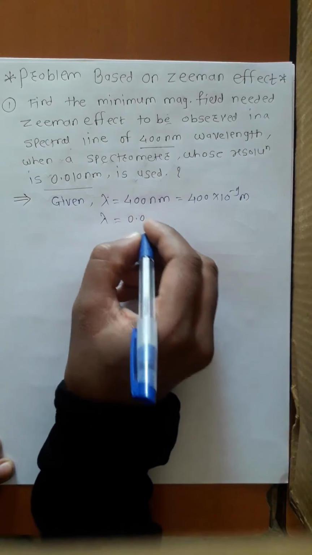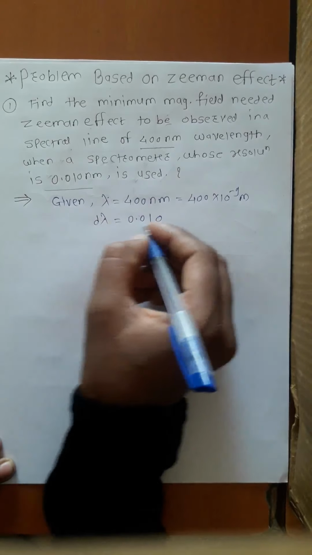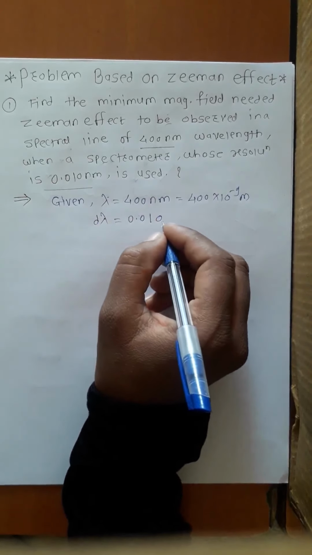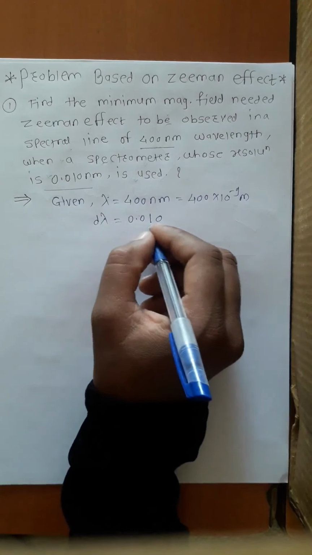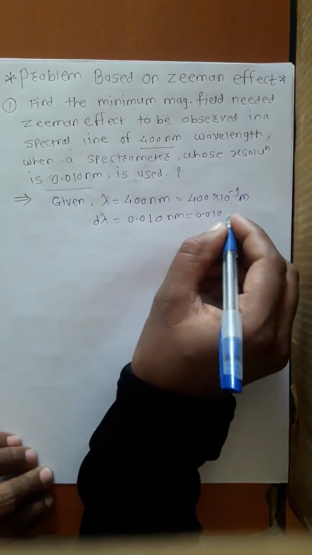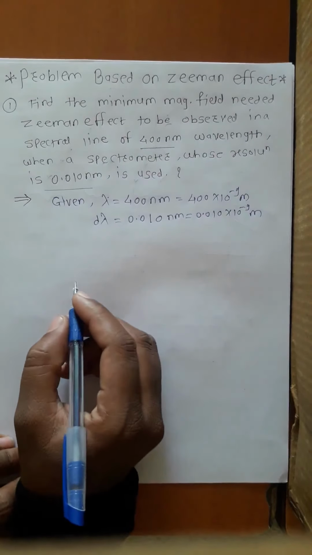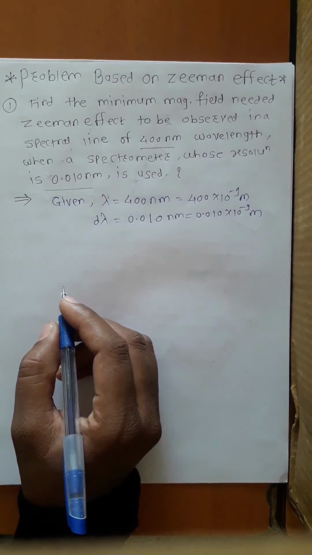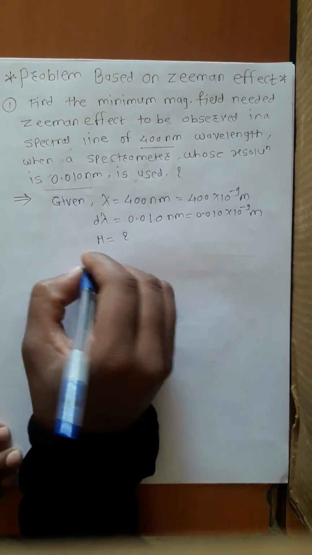The resolution d lambda is equal to 0.010 nanometer. In the book this is a print mistake; it must be 0.010 into 10 raised to minus 9 meter. Now we have to calculate the magnetic field needed for the Zeeman effect.